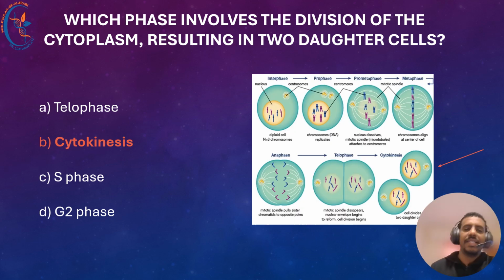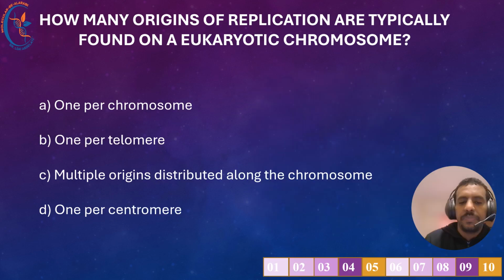All right, cytokinesis. Cytokinesis is the process where the cytoplasm is divided into two. Yes, correct, completing cell division and forming two identical daughter cells. Okay, let's move on. Okay, the next question is, how many origins of replication are typically found on a eukaryotic chromosome?